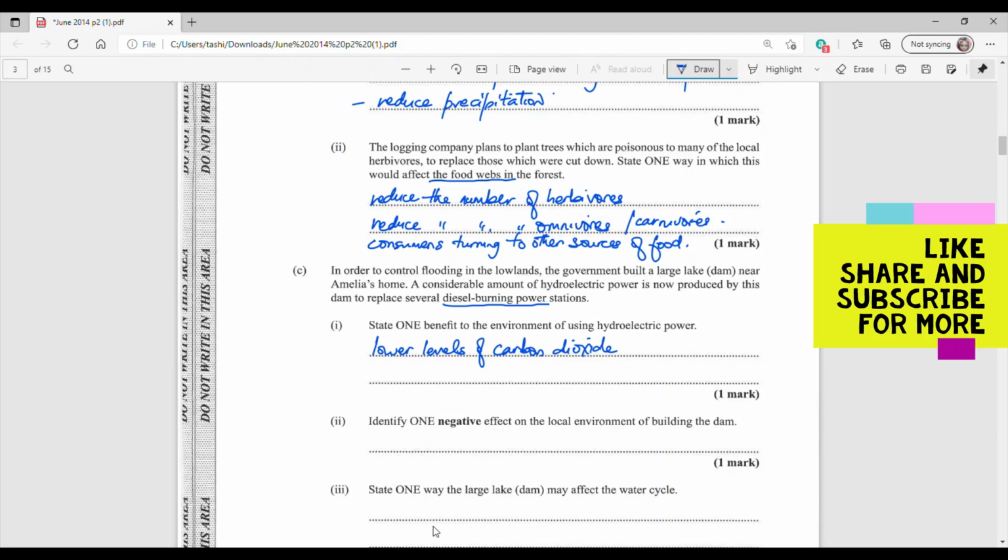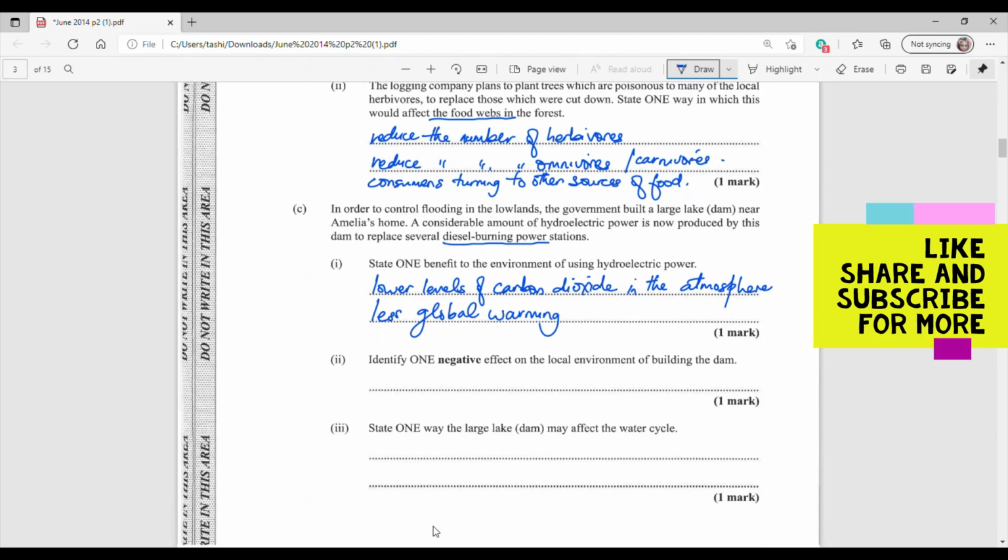But all of that is not necessary here. They simply asked us to state one benefit. So lower levels of carbon dioxide in the atmosphere, there would also be less global warming. And we can just leave those two. So that would have been one benefit of using the hydroelectric power instead of the diesel burning power stations.